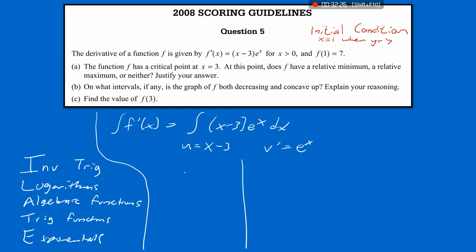So I'm going to create a table where u is x minus 3 and v prime is e to the x. Okay, I'm going to derive u and integrate v prime. So if I integrate e to the x, what do I get? e to the x. Okay, if I integrate e to the x, I get e to the x.